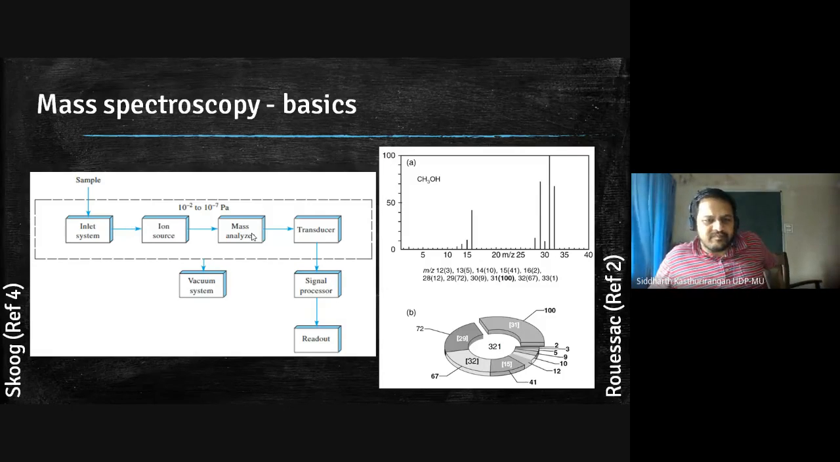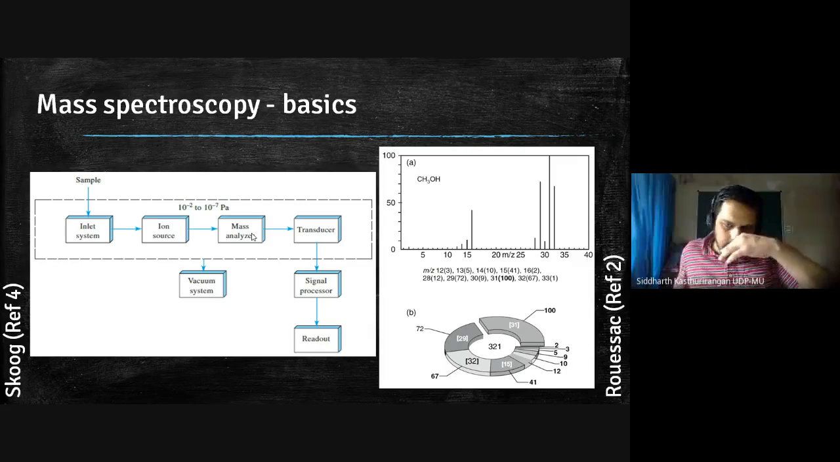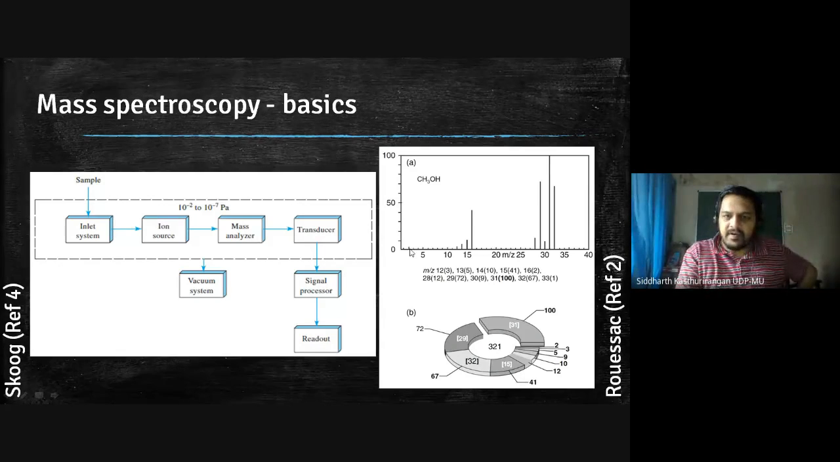After passing through the mass analyzer, all the different components are moving in slightly different directions. All of them will be incident on some kind of transducer. It could be a photographic film, or something more sophisticated. The bottom line is that you get a spectrum which looks like this. This is a spectrum of methyl alcohol.